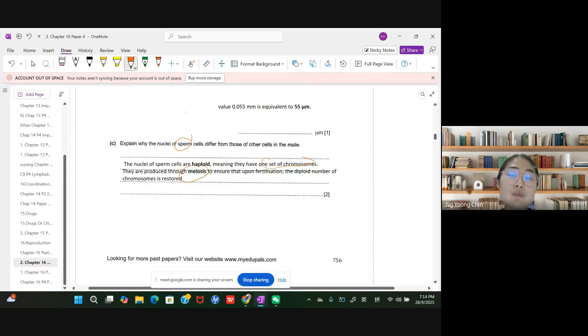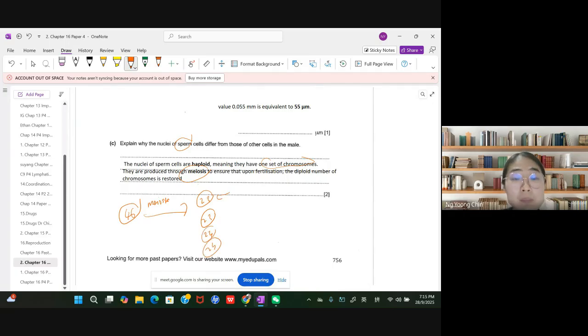So why do they need to halve the chromosome number to become a single set? It's because they need to restore the diploid number later after they successfully undergo fertilization. So initially, this is 46 chromosomes for the cell. They need to undergo meiosis, so they will produce 23. So for example, this is a sperm cell.